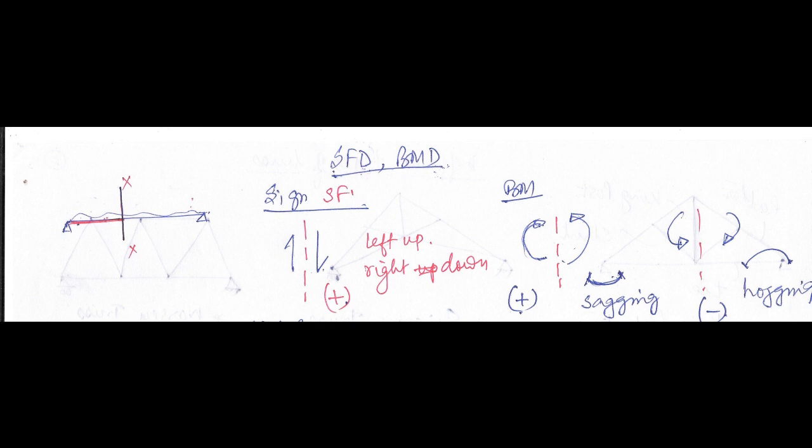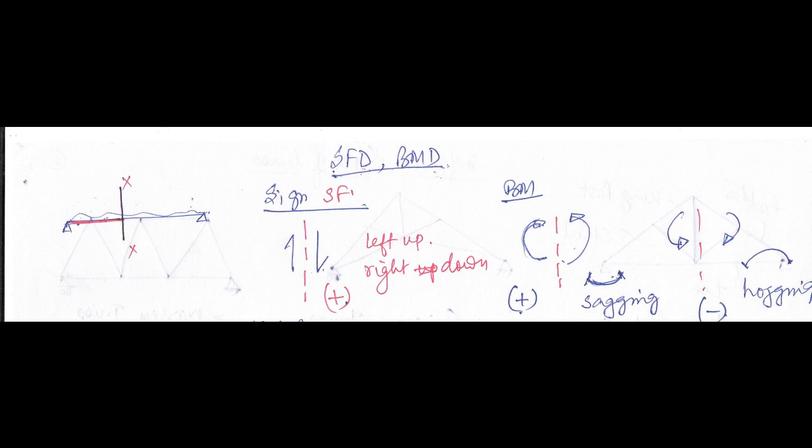What is the sign convention for shear force? The sign convention for shear force is that at the left hand side of the section, left up is positive, or at the right hand side, if the force is downwards, then it is positive. So we remember it this way: left up, right down is positive.